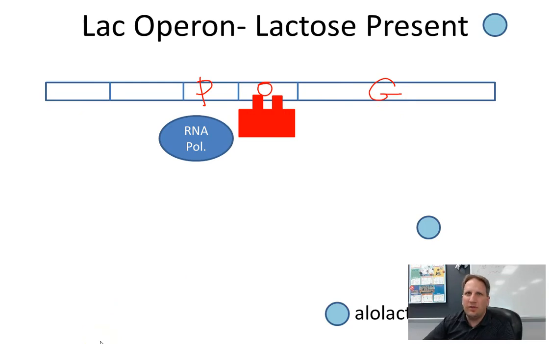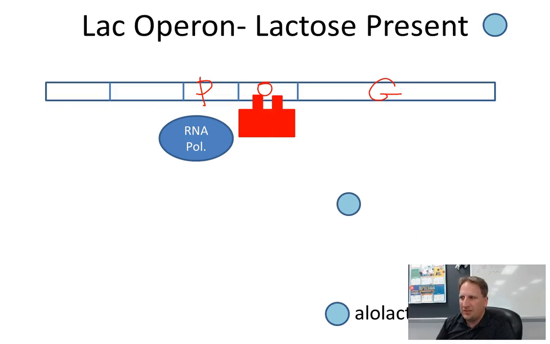So what happens when lactose is present? This blue sphere is going to symbolize lactose. An isoform of lactose is called allolactose, and allolactose actually goes into an allosteric site of this repressor protein. So let's watch lactose come in.